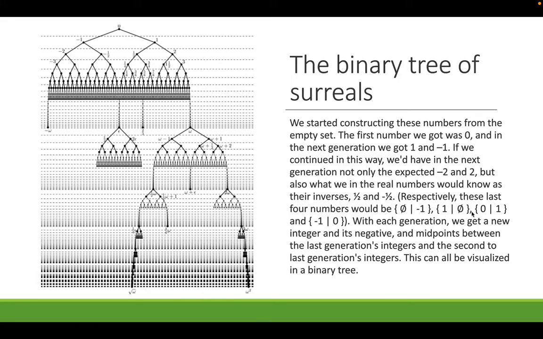These are the numbers respectively, but that doesn't really matter. With each generation, we get a new integer and its negative. So here, for example, 2 and -2, and midpoints between the last generation's integers and the second to last generation's numbers, which all this can be visualized in this tree.